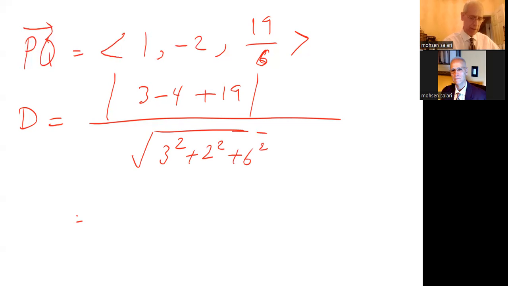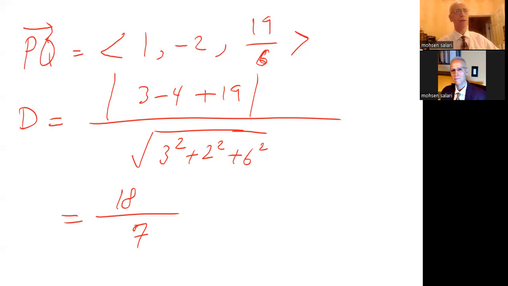And so again, as you can see, 3 and 19 is 22, minus 4 is 18. The absolute value of that is 18. In the denominator, I get 9 plus 49, and the square root of that is 7. So I got the same answer.